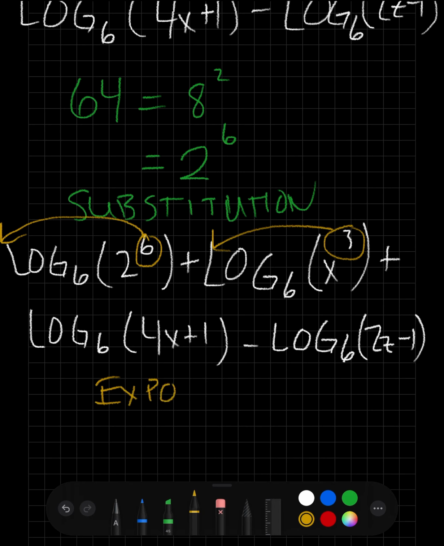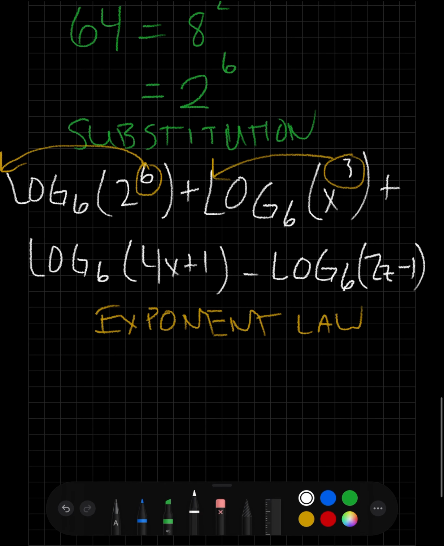And we'll use our exponent law. And we'll have here 6 times log base 6 of 2. Oh, you guys, I see something better. We can do better than that exponent law. In our first video, we learned a property that says if I take... oh no, we didn't. Dang it. I'm sorry, guys.